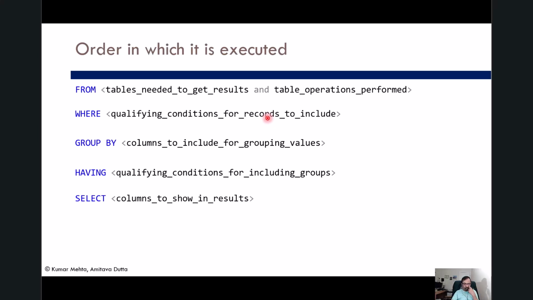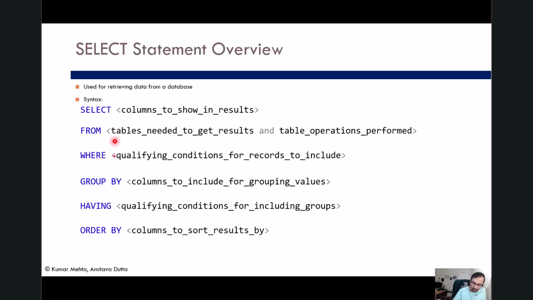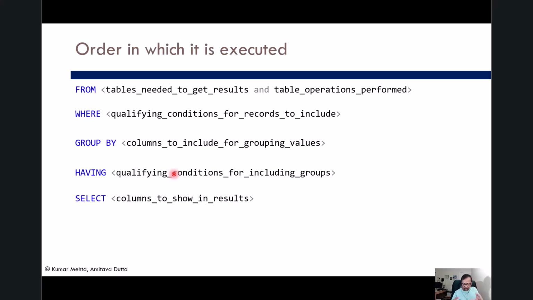right? Then after these two are done, the group by clause is executed, the having clause is executed, and the last clause to be executed is the select. In other words, the columns that you want to extract, that's what's identified last. So just to remember that we write the different pieces of the select command in a certain order, but when it comes to execution, the execution is done in a somewhat different order.